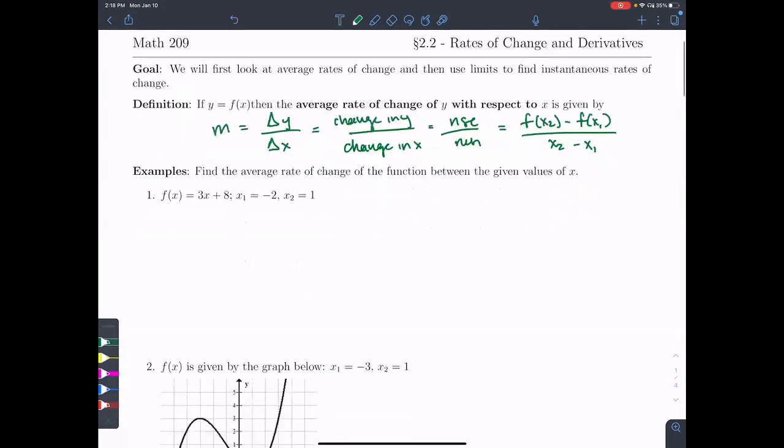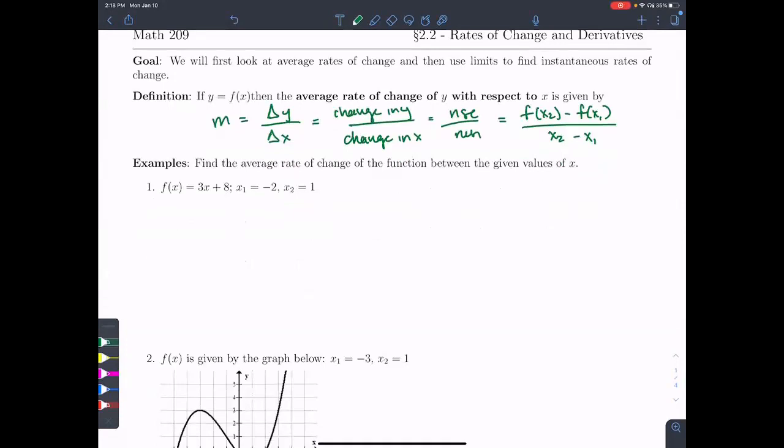Okay, so let's find the average rate of change, which is just the slope between these 2 points, for the function f of x equals 3x plus 8 between x1 equals -2 and x2 equals 1. So we're going to figure out what f of x2 is and what f of x1 is. f of x2 would be 3 times 1 plus 8, which is 11. f of x1 is 3 times -2 plus 8, so it would be -6 plus 8, which is 2.